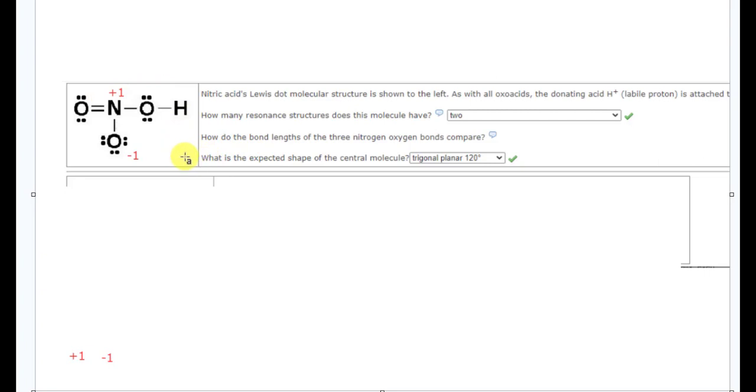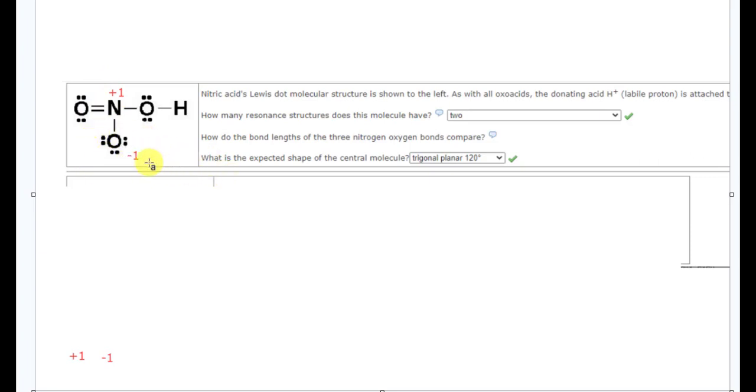When you have formal charges, you expect the negative charge to be on the atom that has the highest electronegativity, and that's oxygen. So this is good. Nitrogen has a lower electronegativity. It wouldn't control the electrons as much as oxygen with the higher electronegativity.